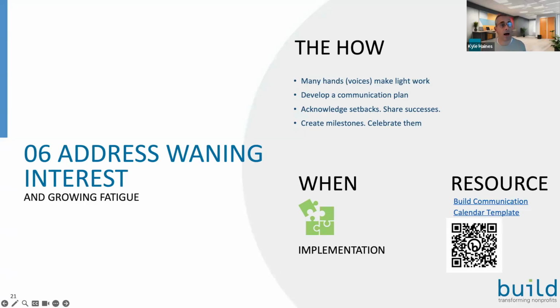Some ideas here that we'll highlight in detail as we talk about our build communication calendar template is that getting lots of voices involved in this project helps demonstrate the importance of it and reduces the monotony of the same voices talking about the importance of this project again and again. The other thing that we think makes for successful projects is acknowledging that interest is going to wane and also acknowledging when things don't go particularly well. Have plans for talking about both of those and be honest and candid about when things go well so that the messages around things going really well resonate more.